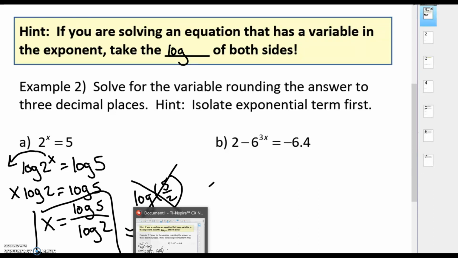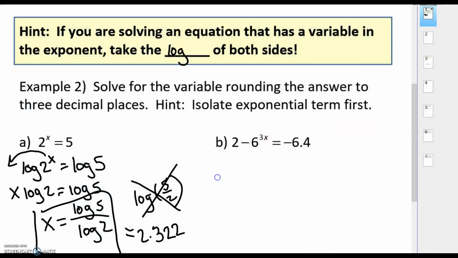Did I round that right, guys? Let me check that again. 2.322. Yeah. All right. Now, when we're doing this, we have to always isolate our exponential term first.